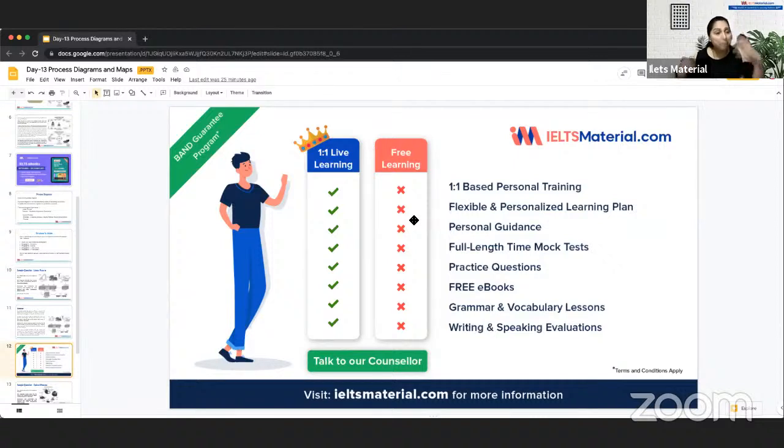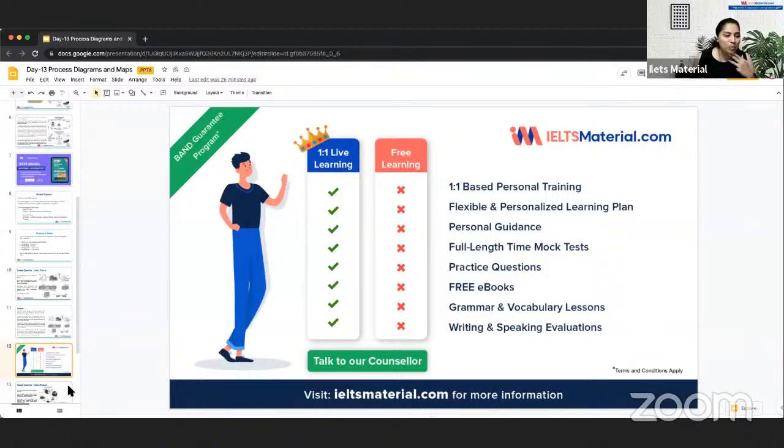And we have helped students bridge the gap from 6.5 to 8. We have made many students do that. So then too, it is completely fine. All the best, Charu. All the best for that.